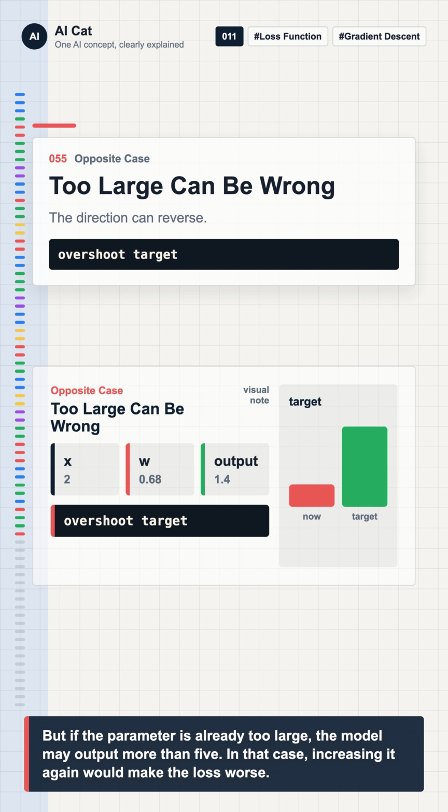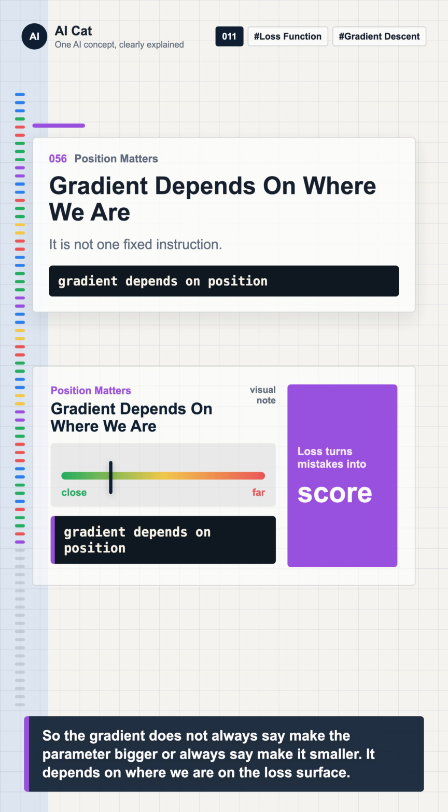But if the parameter is already too large, the model may output more than 5. In that case, increasing it again would make the loss worse. So the gradient does not always say make the parameter bigger or always say make it smaller. It depends on where we are on the loss surface.